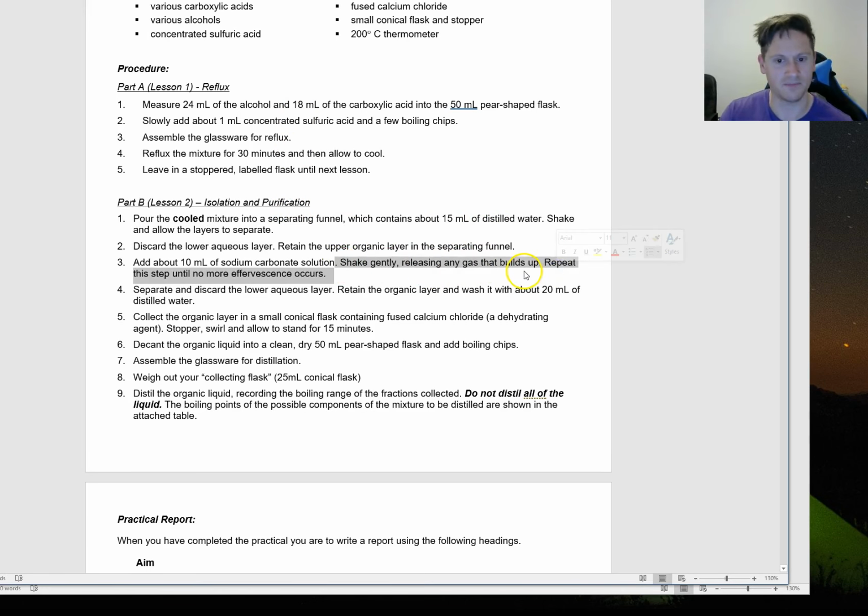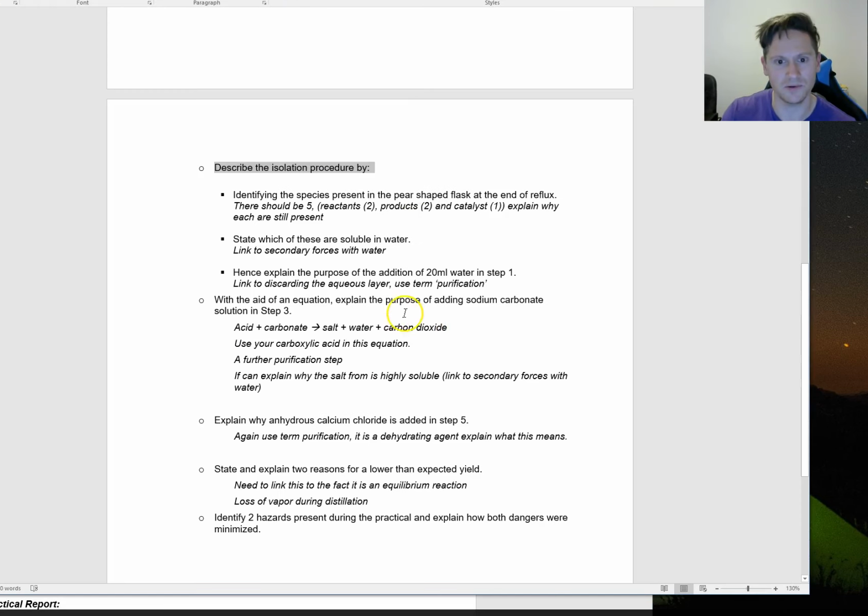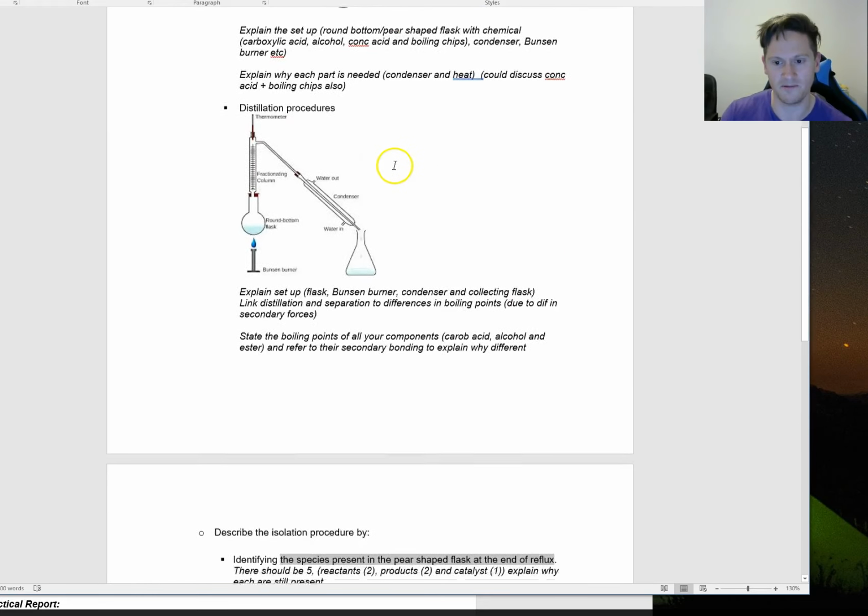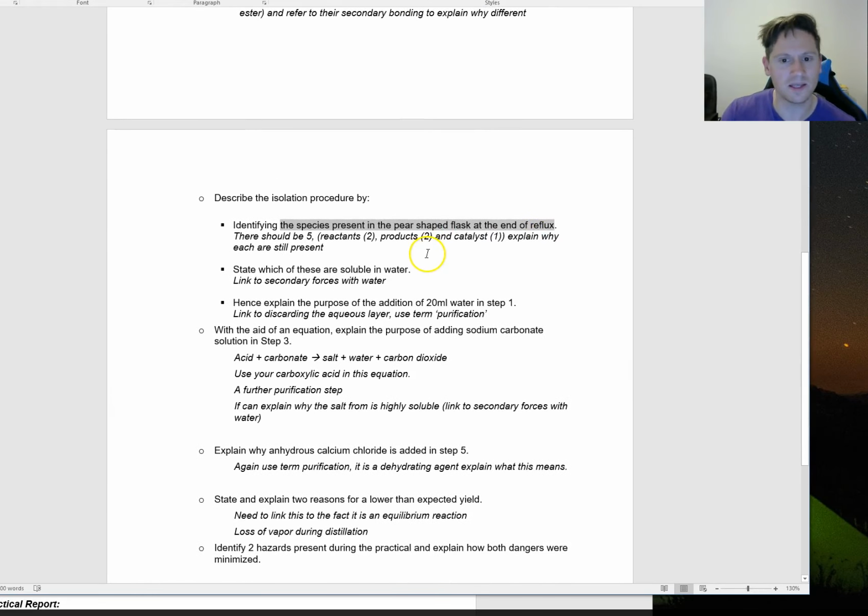Talk about that separation technique with the separating funnel. What's the purpose of adding the sodium carbonate? What does that actually do? Okay. Make sure you're identifying what's in the flask. So after you refluxed, going back to the first part of the reflux here, what was in the flask?